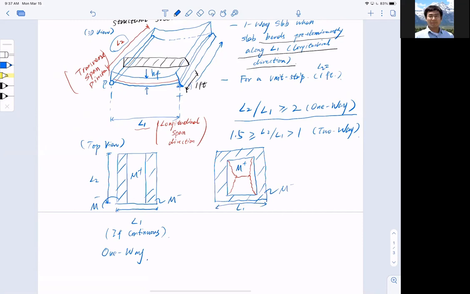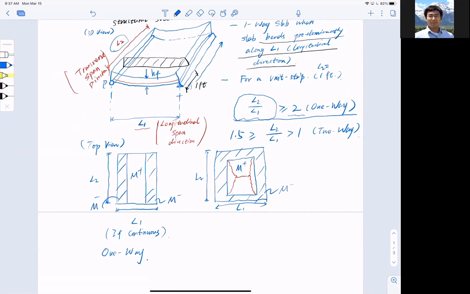Professor, I have a question. Yeah, go ahead. Whenever you have L2 over L1 there, are you saying the ratio, or are you saying just if L2 is two times greater than L1? Right, this is the ratio. I just want to make sure, because you said if L2 was two times greater than L1. Right, so it's just the ratio L2 over L1 bigger than 2. Sorry, I should have said the ratio is bigger than 2.